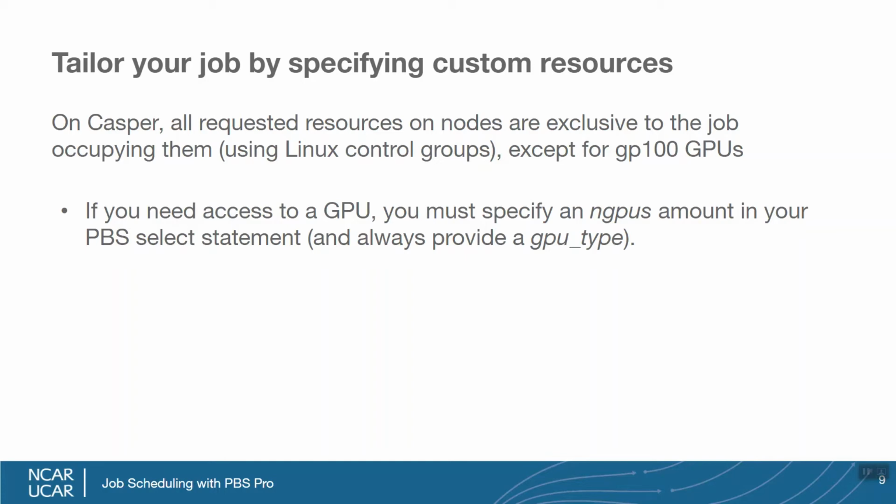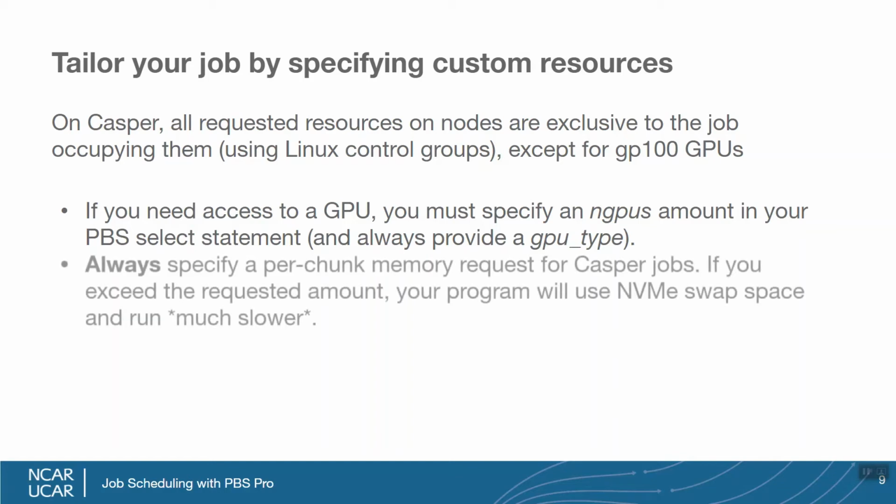So if you need access to a GPU on Casper, you have to specify an NGPUs amount in your PBS select statement. If you neglect to specify this, you won't get a GPU in your job. And while you don't explicitly have to set GPU type if you set NGPUs, we do recommend that you set both of them if you're doing a GPU request, because then that removes any sort of ambiguity that the scheduler might have in terms of whether you want a GP100 GPU or a V100 GPU. They generally have very different purposes.